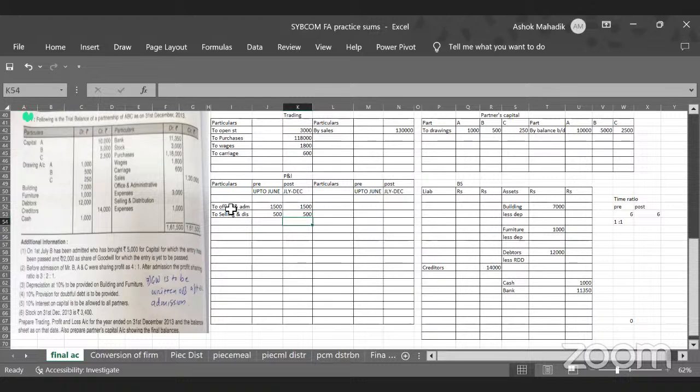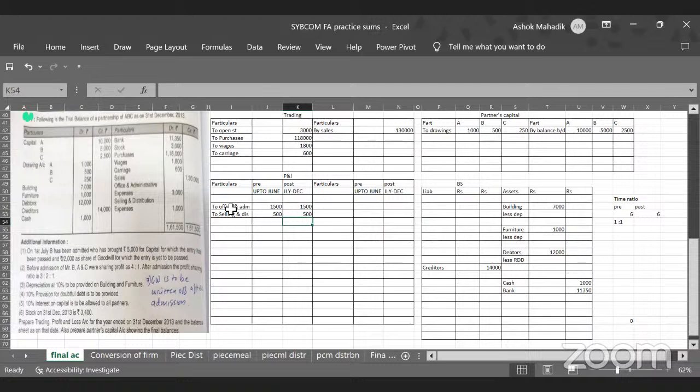This much will give you at least 6 marks. Okay. When you post all the items of trial balance, you will get minimum 6 marks. So 6 to 7 marks you can earn here. Clear, students? Okay. Now I'll read the adjustments.